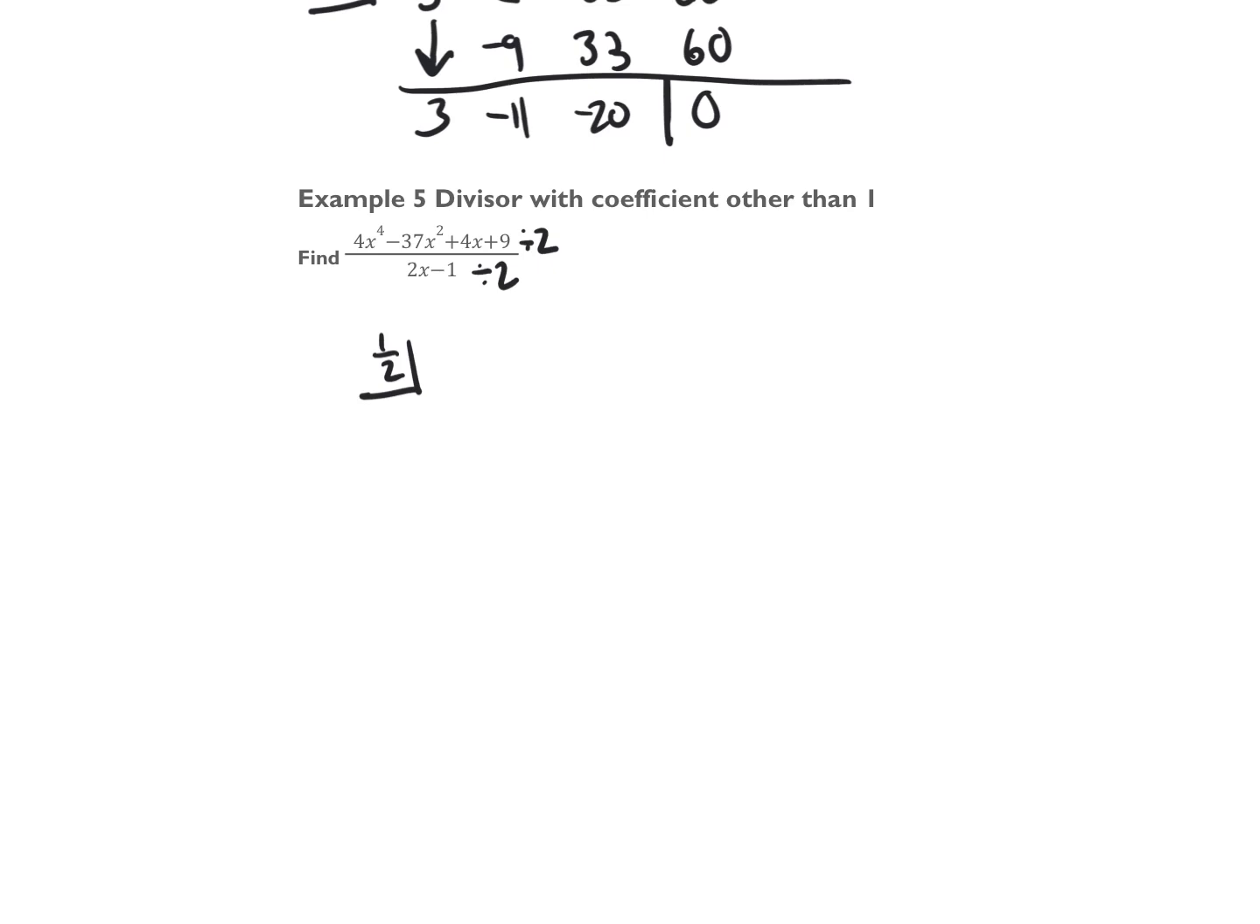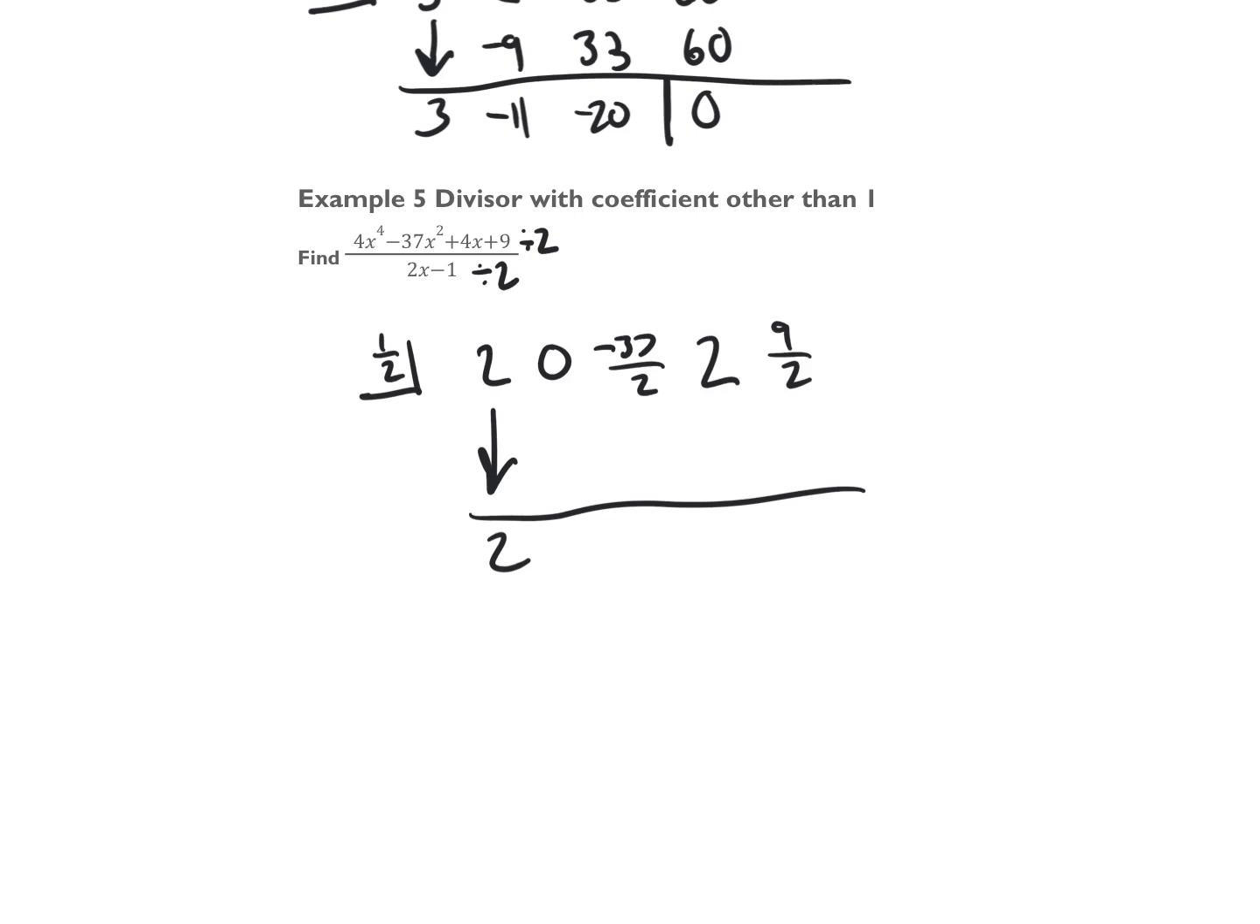And on top, 4 divided by 2 is 2. We don't have an x to the third term, so that's going to be 0, and 0 divided by 2 is still 0. Then we have negative 37 divided by 2, and then we have 4 divided by 2, which is 2, and then we have 9 divided by 2, which is 9/2. All right, so now bring the coefficient down, 2. We'll do the same process over again.